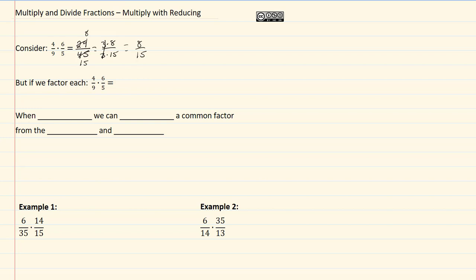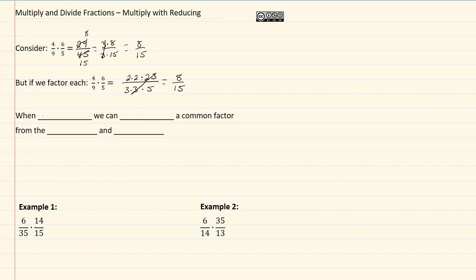But if we factor each of those, we could have written this as 2 times 2, that was our 4, times our 6, which would be 2 times 3. 9 would be 3 times 3, and then there's our 5. And then if we just took off our common factors and then multiplied everything out, we would get the 8/15 without having to go to the 24 and 45ths. So what we're looking at here is that we can take out those common factors before we multiply.